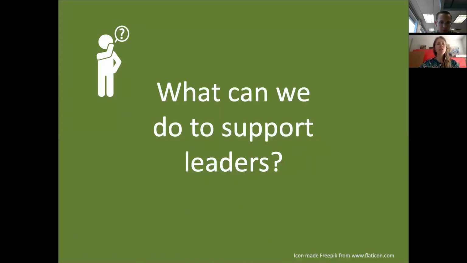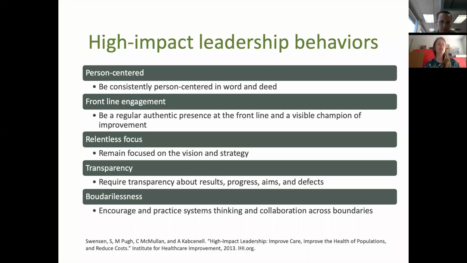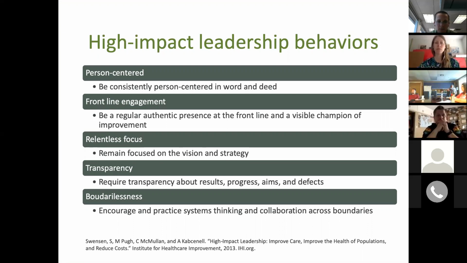So just thinking about that as a question, and I'm going to come back to the framework. What are some of the things you think that we can help our leaders do as it relates to becoming person-centered? What do you guys think we can do as improvers?